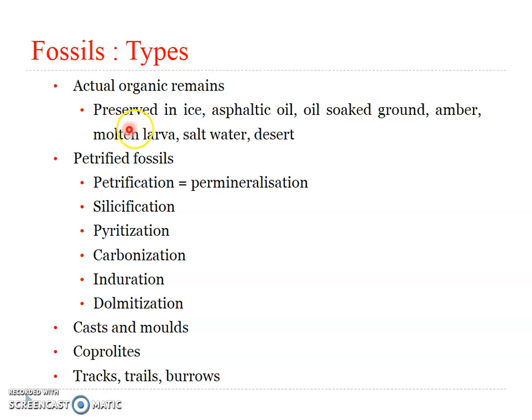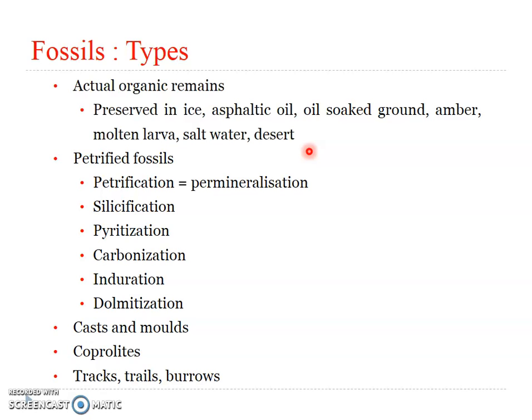So there could be several such natural preservatives which could keep the specimen intact. It could be ice, asphaltic oil, oil-soaked ground, amber, molten lava. This is lava. Okay, salt water and desert.